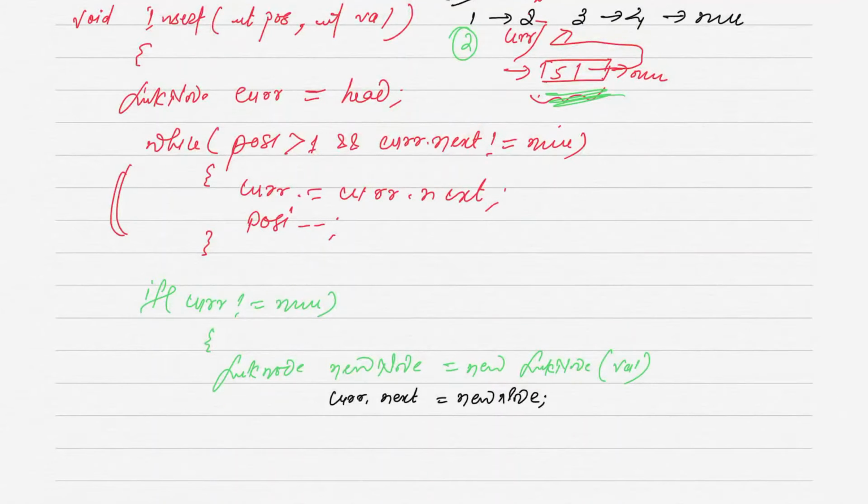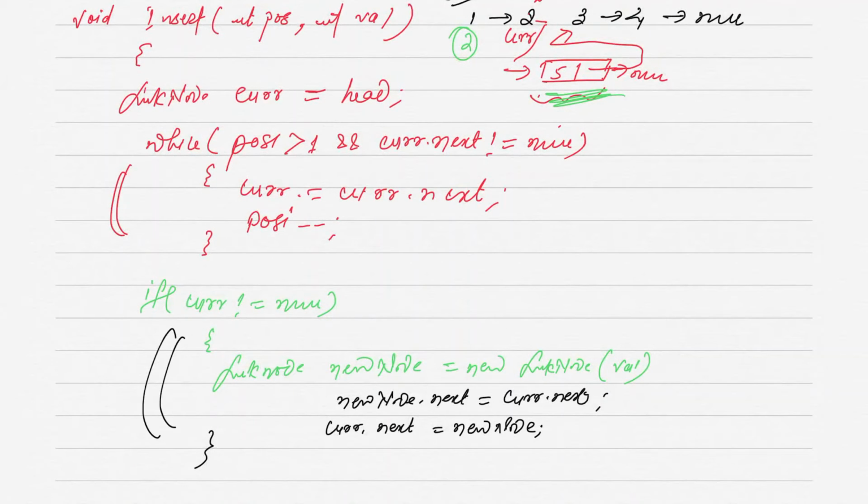Okay, before that I wanted to change the order of execution, and I will ask newNode.next to point to current.next. And these are the 3 lines of code which are going to work in this case.